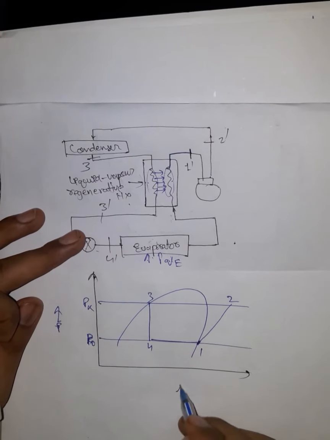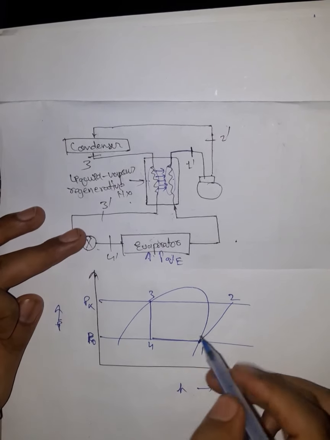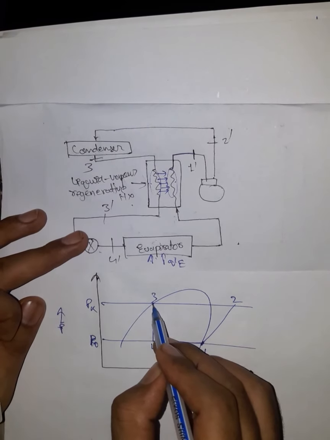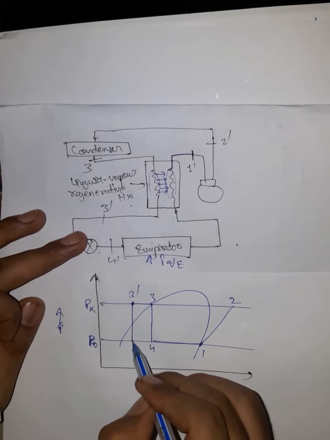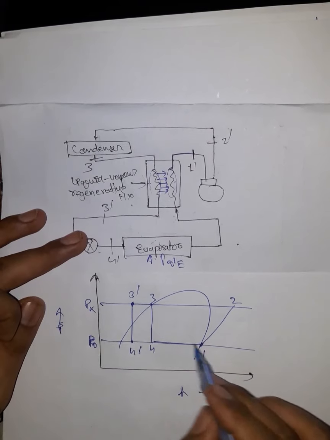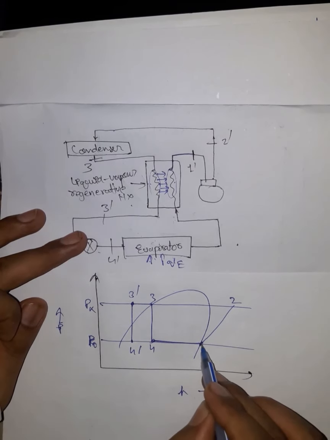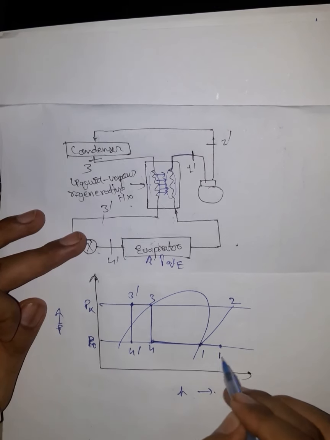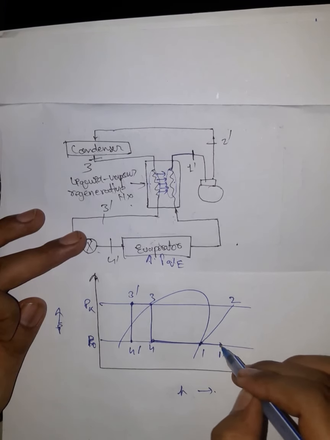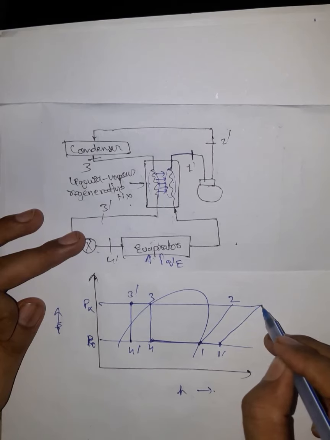This is the pressure line, this is the enthalpy line, and now I am representing the subcooling from 3 to 3 dash, and then the throttling, that is 4 dash. For superheating, after passing from the evaporator, let us say it goes to 1 dash, that is the degree of superheating, and then we have this 2 dash.